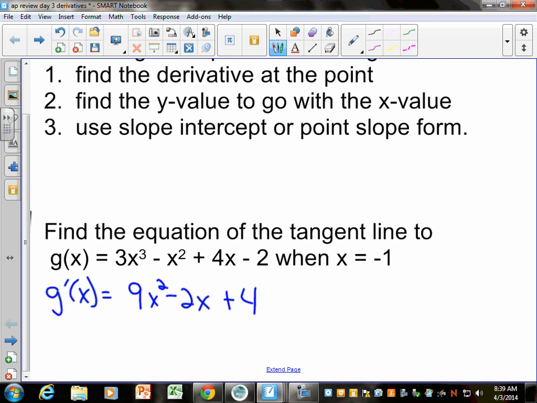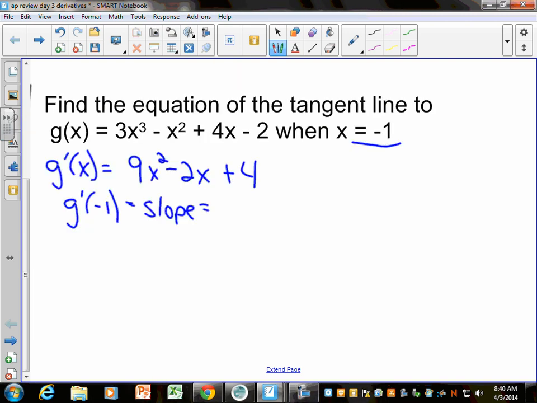And to find the slope, you just use the point that they give you. So I'm just going to find the derivative at -1. Remember that that is your slope. And so that's just going to be 9 plus 2 plus 4, which is 15. Sometimes they give you the entire point, but oftentimes they just give you the x value. You need a point and a slope to write a linear equation. So the other thing that you need is the value at -1. So g prime of -1 gives you your slope. g of -1 gives you your y value.